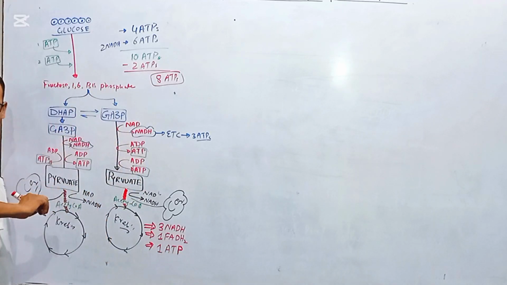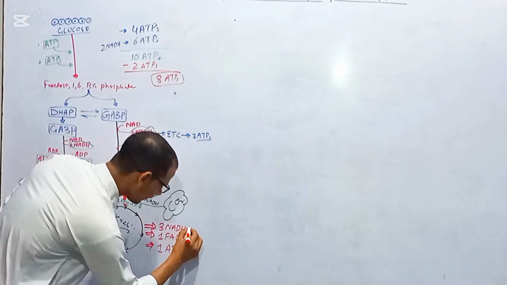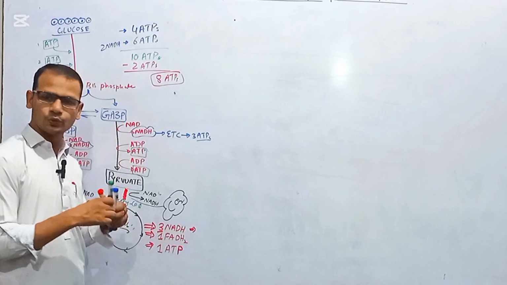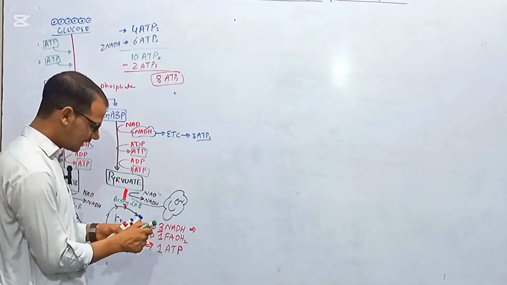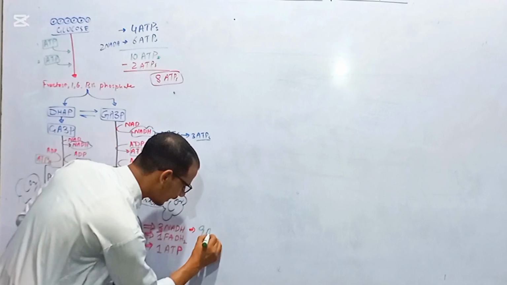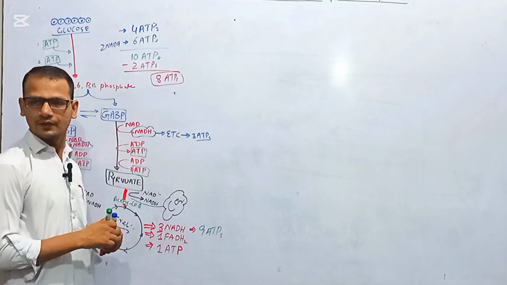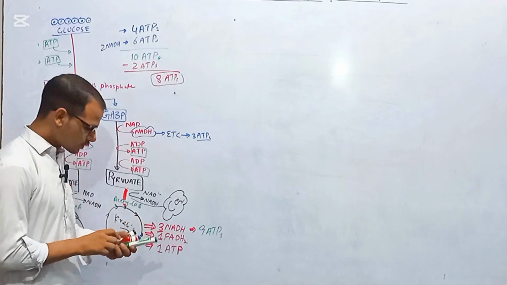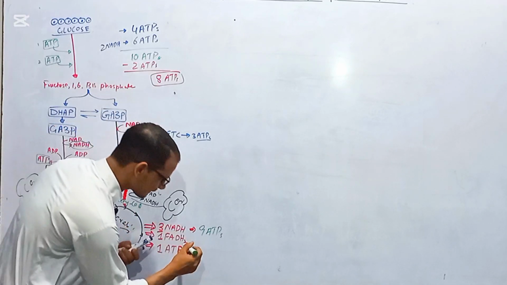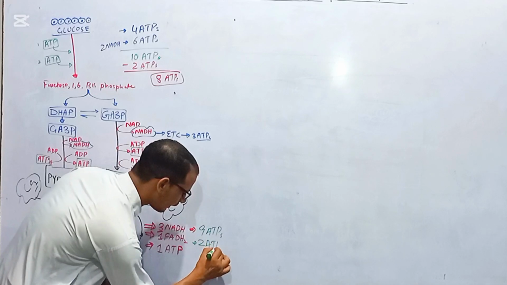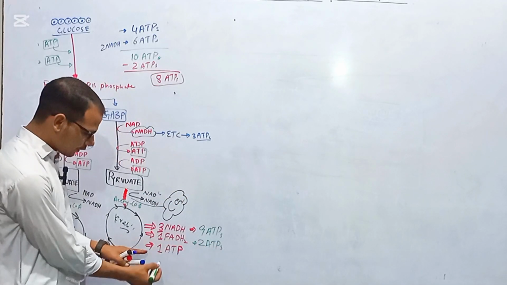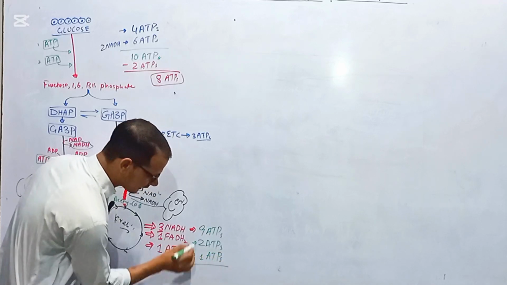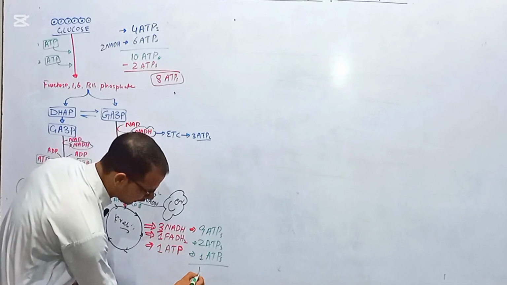So 1 ATP is formed here, right? Now 1 NADH is equal to 3 ATPs, so 3 will be equal to 9 ATPs, right? Here 1 FADH2 is equal to 2 ATPs, so 1 FADH2 will give us 2 ATPs, right? And 1 ATP, so it will equal 1 ATP. Now calculate it: 9, 10, 11, 12.